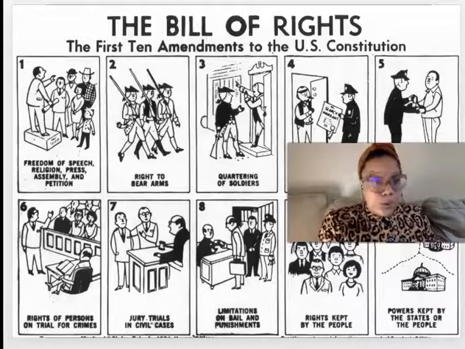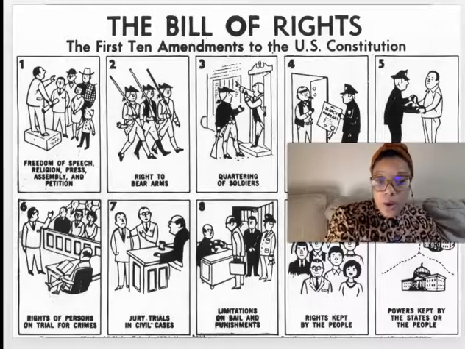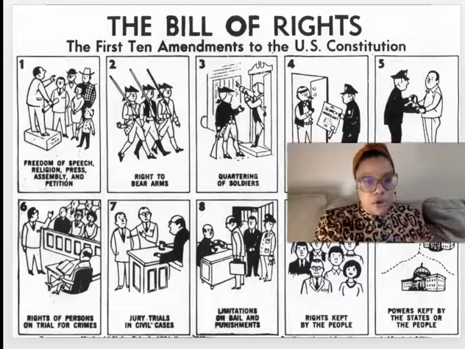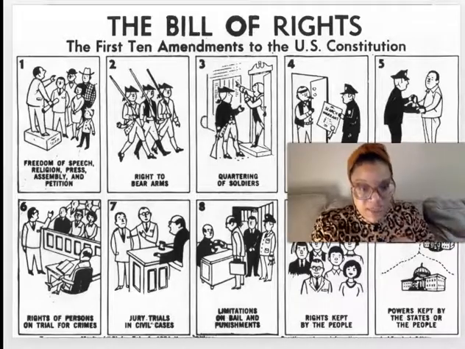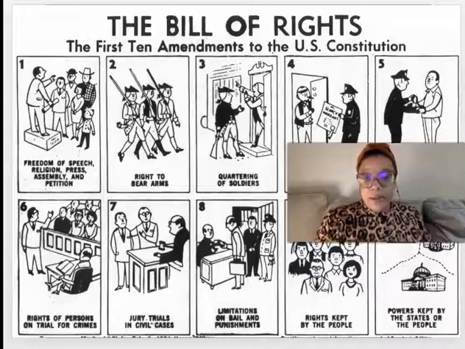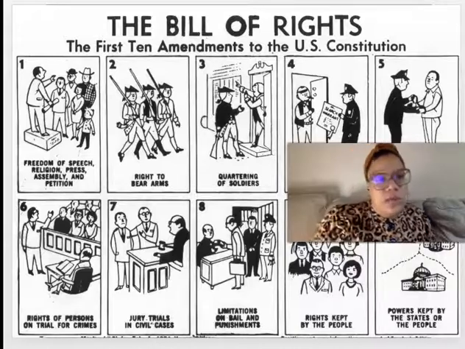The rights of persons who are accused of crimes, the rights of persons on trial for crimes, jury trial in civil cases at 7, limitations on bail and punishments 8, and the rights kept by the people and power kept by the states or the people here.